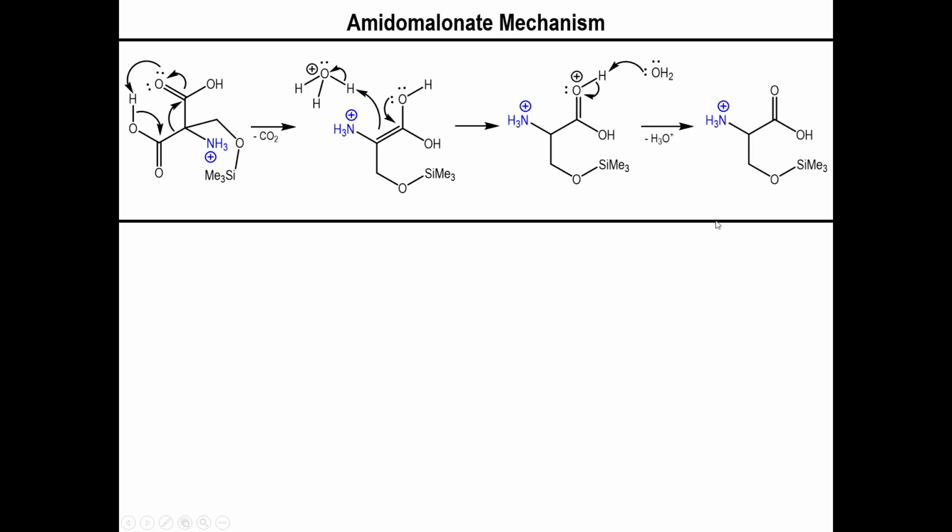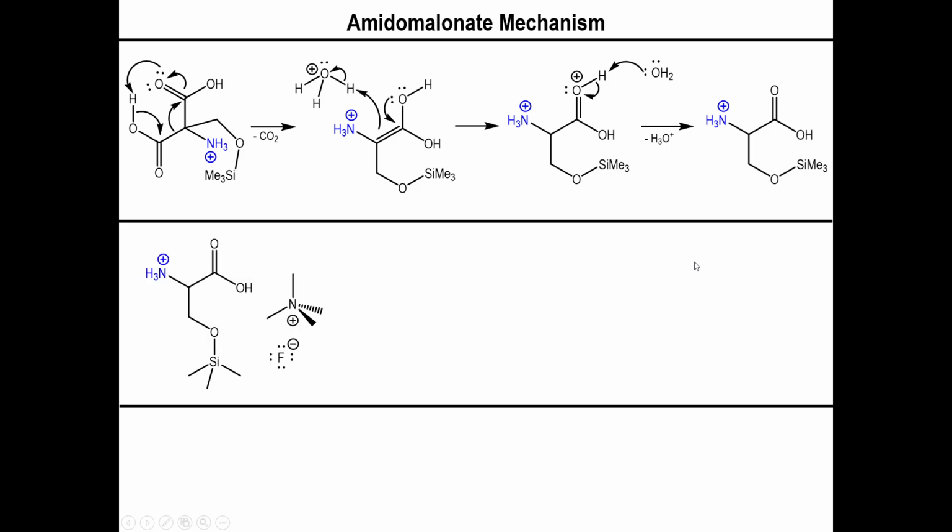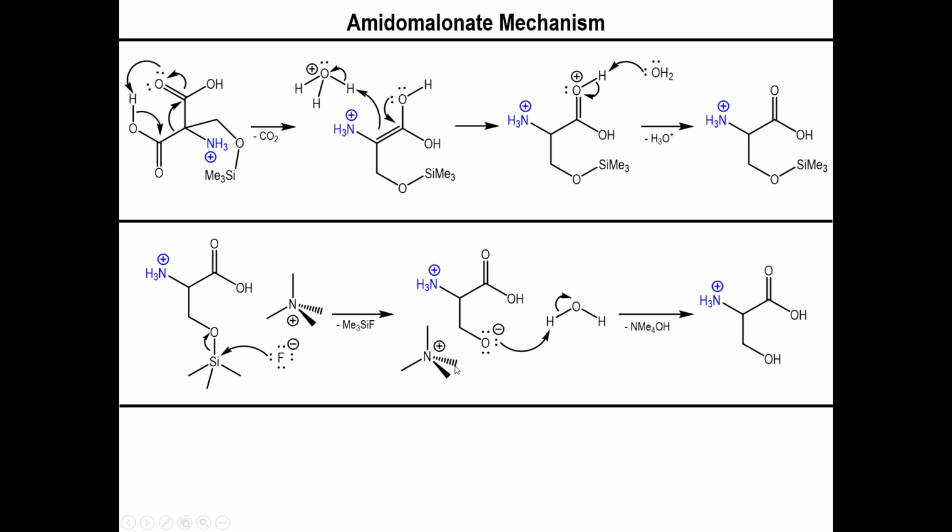Okay. And at this point, we are almost done with the task, because all that will be left to do is remove your TMS group by introducing fluoride in the form of tetramethyl ammonium fluoride. So that fluoride will simply attack the silicon in an SN2 fashion. You will liberate the silicon-oxygen bond, and being that this is done in aqueous solution, you will simply protonate your alkoxy group with a water molecule, and you will produce tetramethyl ammonium hydroxide as a byproduct. But this will generate your final amino acids, right?